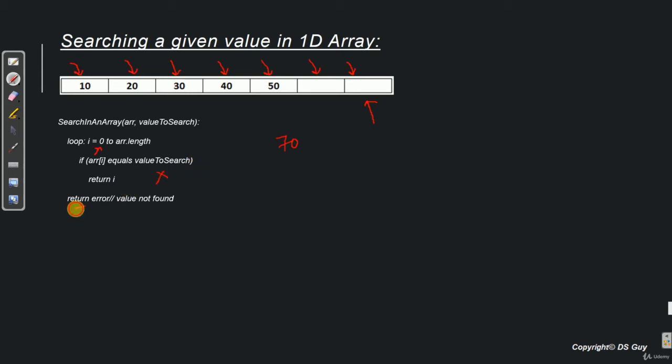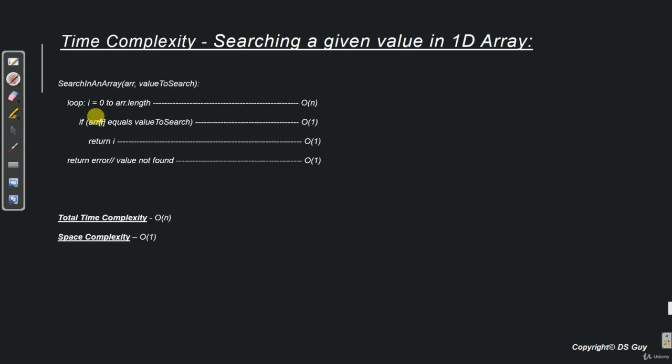the control goes to the return statement. And what do we return? We return an error saying that the value does not exist in this array. So as you can see that the algorithm is extremely simple. Now let's see what is the complexity in terms of time and space.